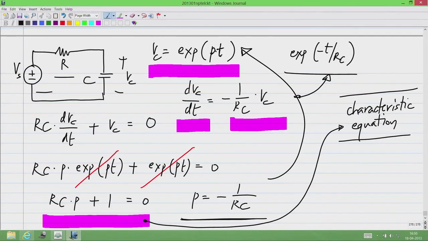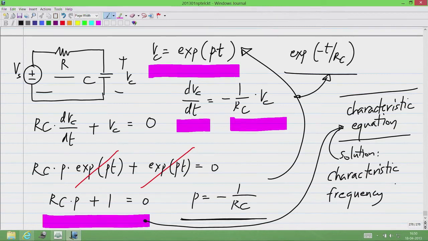And solving this, what we get are characteristic frequency. In this case, frequency. In a higher order circuit, it will be frequencies. And what is this? This is nothing but the reciprocal of the time constant, okay, or rather negative reciprocal of the time constant. Any questions about this?